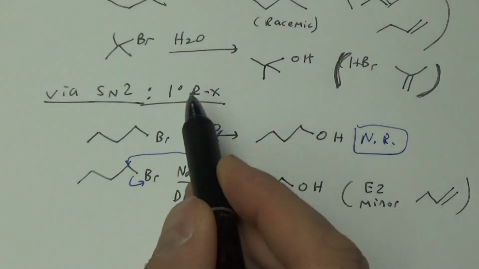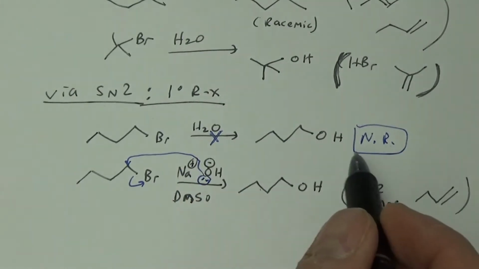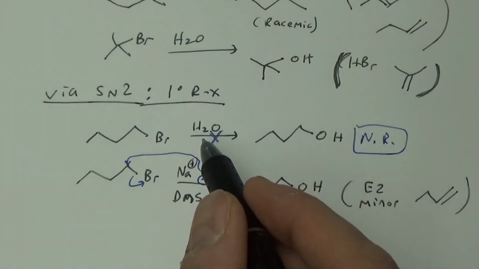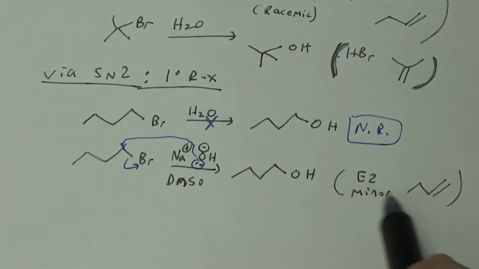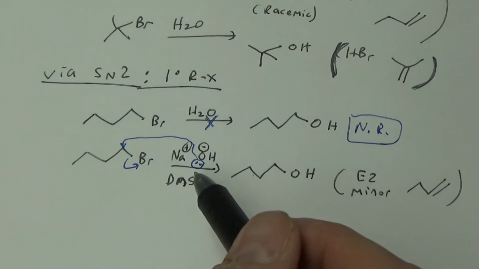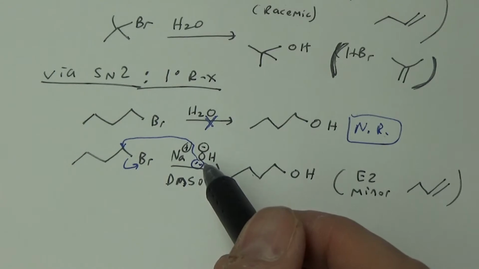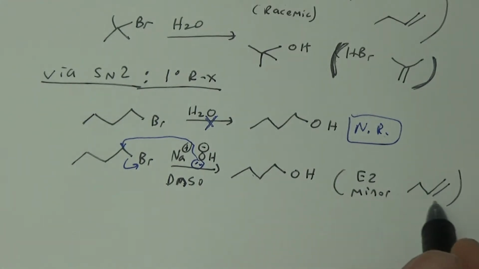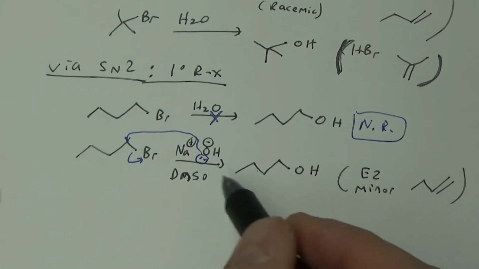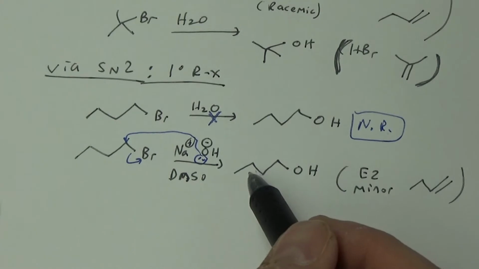So on a primary alkyl halide, you can't use water because it's not a good enough nucleophile. You can use OH minus. You may have a little bit of an E2 problem because of the basicity of hydroxide, knowing that E2 is promoted by bases. But yeah, this is okay, and we'll show a better way in a second.